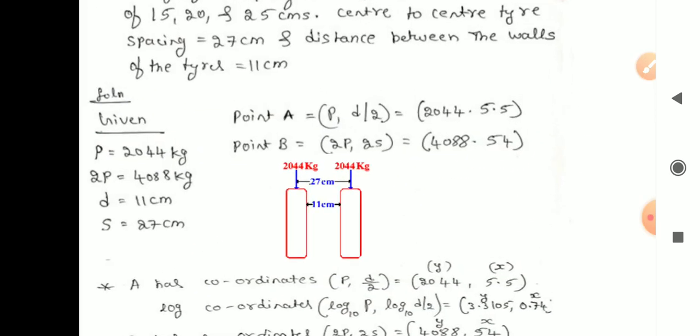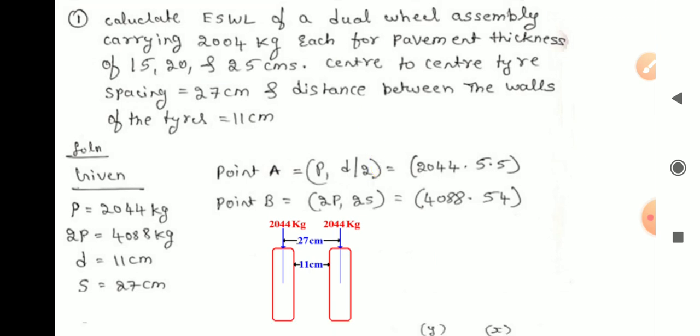So next I will go to the problem. Problem number 1. Calculate the ESWL, that is the equivalent single wheel load, of a dual wheel assembly carrying 2004 kg each for pavement thickness 15 centimeter, 20 centimeter and 25 centimeter. That means here we are finding it for thicknesses 15, 20, 25 centimeter. Center to center tire spacing is 27, and distance between the walls is 11 centimeter.